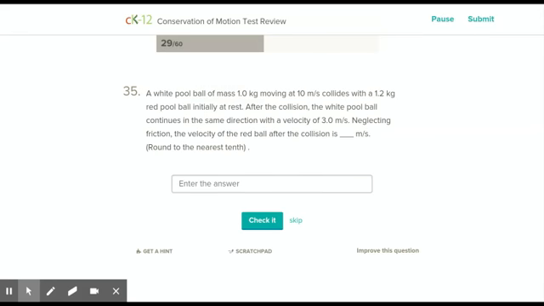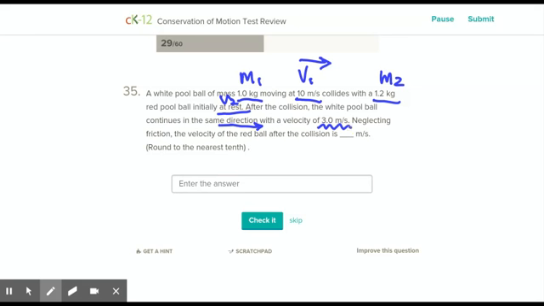Okay. Number 35. A white pool ball of mass 1 kilogram moves at 10 meters per second. So 1 is M1, 10 meters per second is V1. It collides with a red pool ball that weighs 1.2 kilograms, M2, initially at rest, V2. After collision, the white pool ball continues in the same direction, so if that is 10 meters per second going to the right, it continues to the right with a velocity of 3 meters per second.